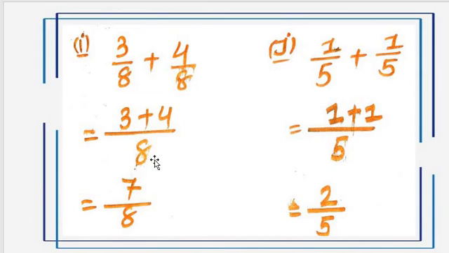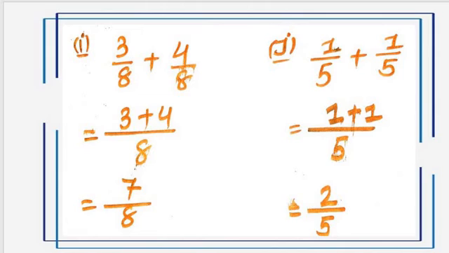Got my point, my dear students? So 3 plus 4, how many? 3 plus 4: 5, 6, 7. So the answer is 7 upon 8. Now, my dear students, we move on to question number J.